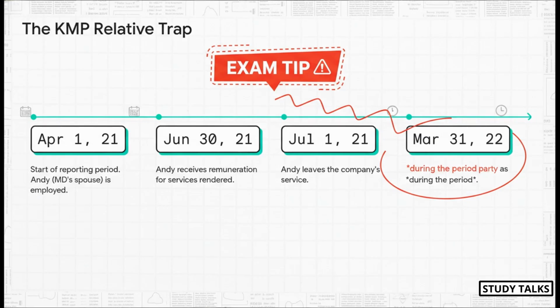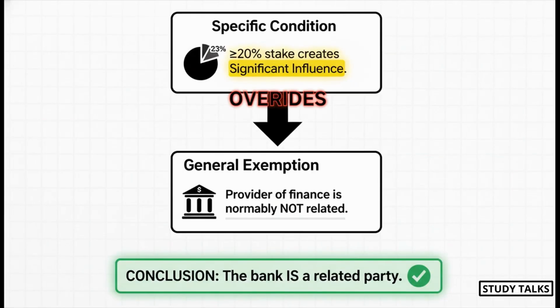Okay, remember that at any time during the period rule we talked about? This illustration is why it's so important. So Andy, the MD's spouse, worked for the company, but she only worked for 3 months and left on July 1st. Is she a related party for the whole year ending March 31st? Yes, absolutely, because the relationship existed during the period, it counts for the whole period. I'm telling you, this is a huge trap students fall into all the time. ICAI loves this stuff. Okay, this next one is a brilliant point. It really tests your understanding.